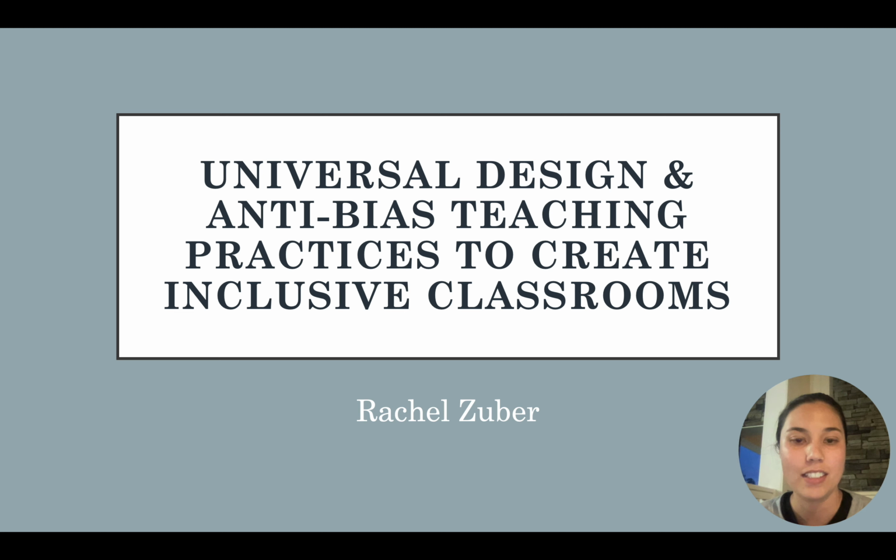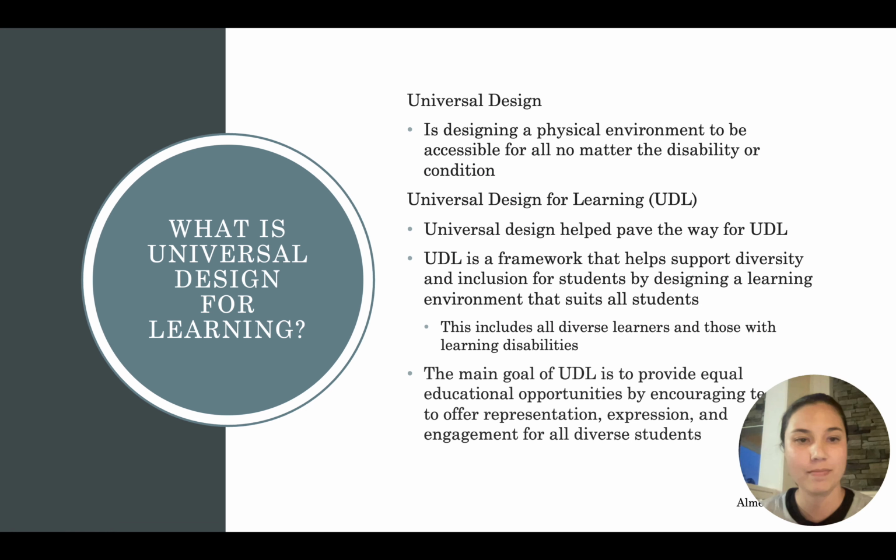be presenting on universal design and anti-bias teaching practices to create inclusive classrooms. So to start off, we're going to talk about what universal design is and then what that looks like in the learning environment. So universal design is when you design a physical environment to be accessible for all, no matter the disability or condition someone has.